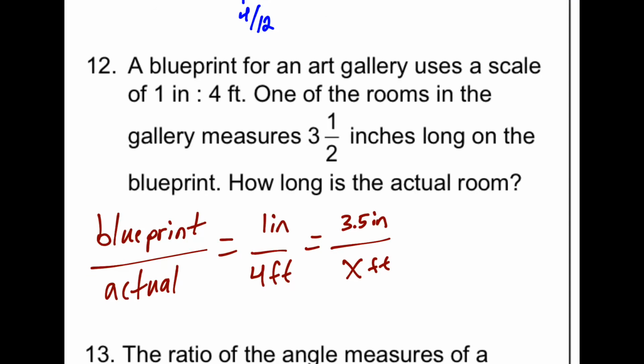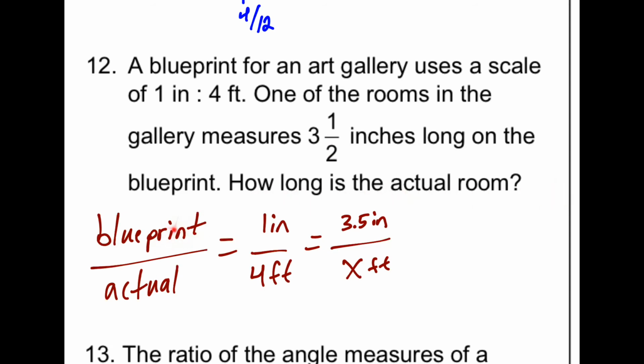Number 12 is about a blueprint for an art gallery. It has a scale of 1 inch, colon, 4 feet. That colon there pretty much replaces a fraction bar, so that's going to be 1 over 4. And there's a room that measures 3.5 inches long on the blueprint. How long is the actual room?